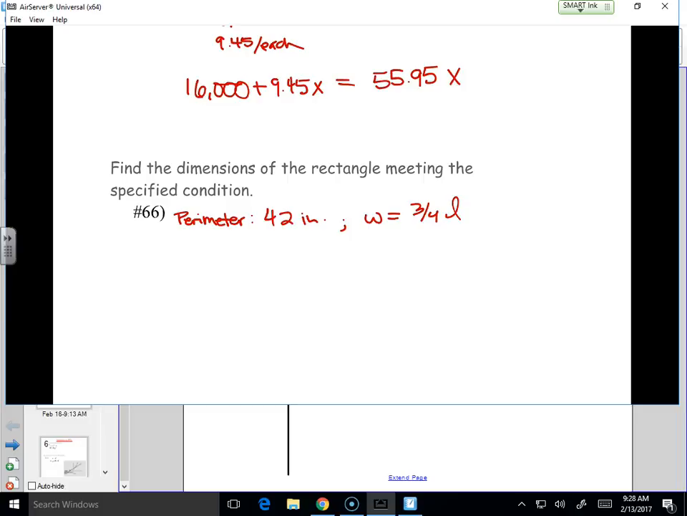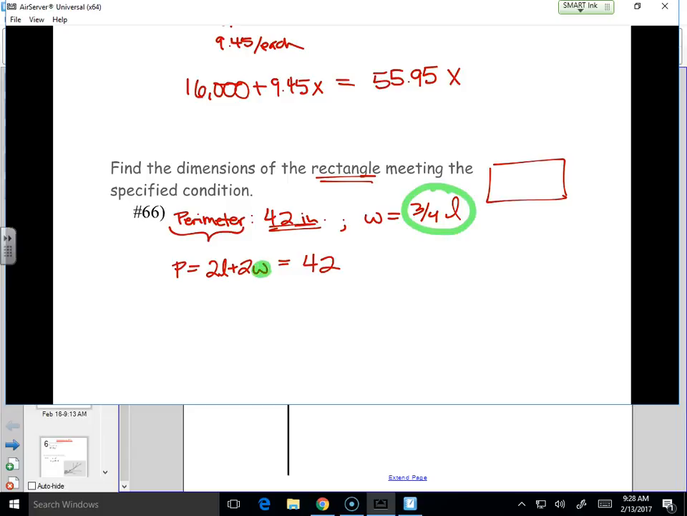Yeah, because what do you know about perimeter and rectangles? Come on, kids. Yeah, there's 2 widths and 2 lengths. Perimeter is add the distance around, so I have 2L plus 2W. They told me perimeter is equal to what? What would you use to solve? Hopefully what I would use to solve, which is substitution. Plug it in, right?